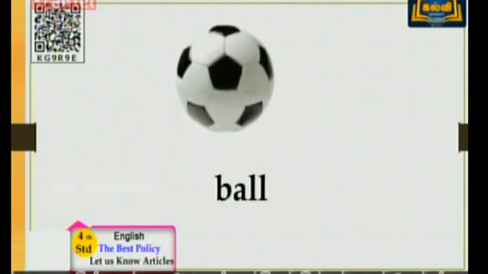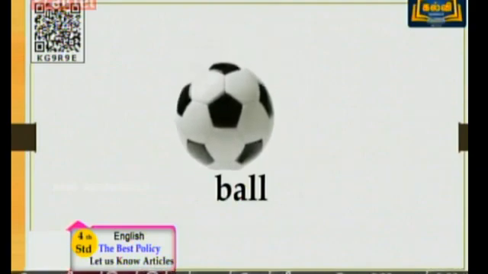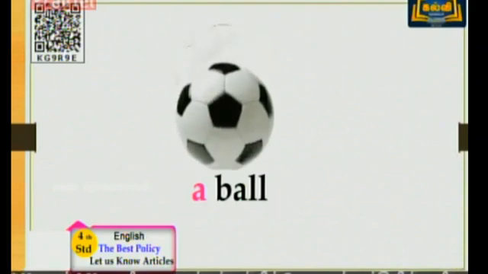It is a good plaything for you. This is a ball. See the spelling? It's the word ball, B-A-L-L, ball. So the sound of the first letter, B, so ball. So obviously it is understood. You should use the article A before the word ball. Is it clear for you?